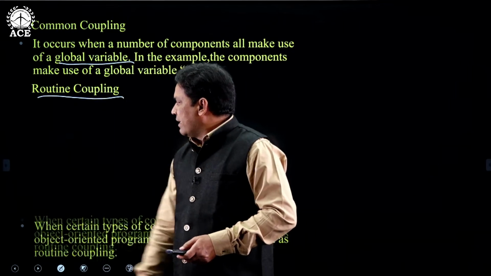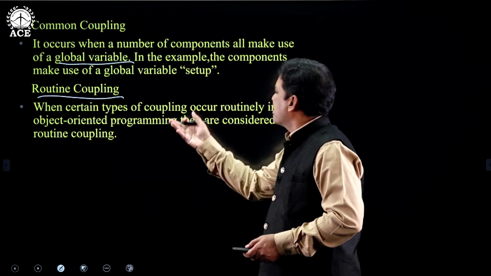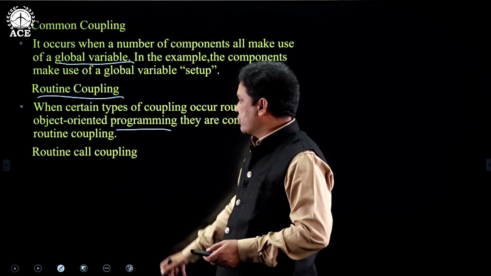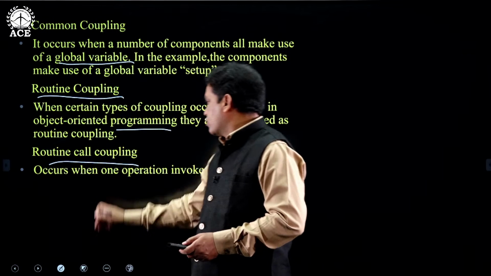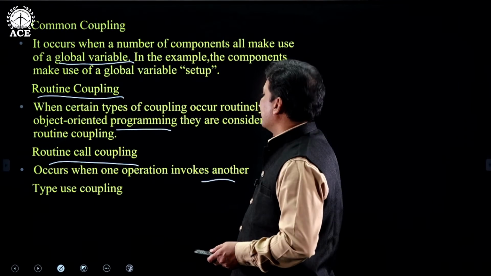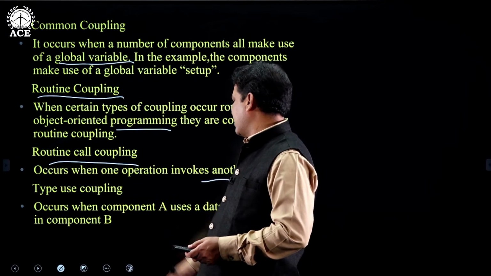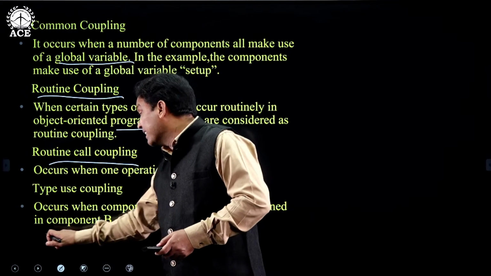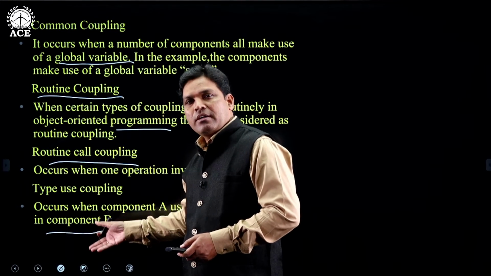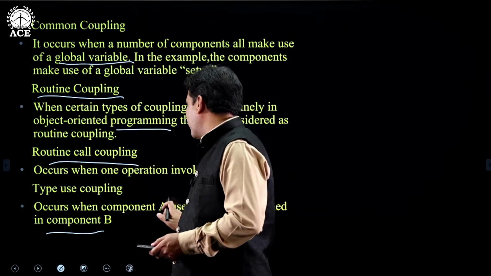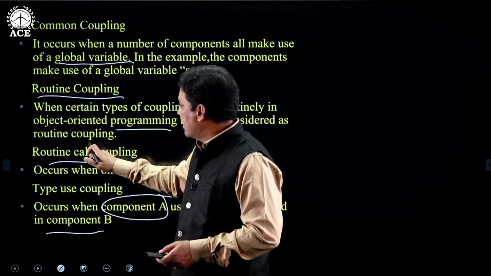Next, what is routine coupling here? When certain types of coupling occur routinely in object-oriented programming, we call it routine call coupling. It occurs when one operation invokes another. Type use coupling occurs when component A uses a data type defined in component B. Component B was already defined with a data type, and that data type is used by component A. That type of coupling we call type use coupling.